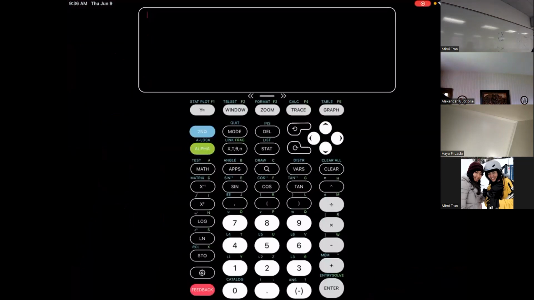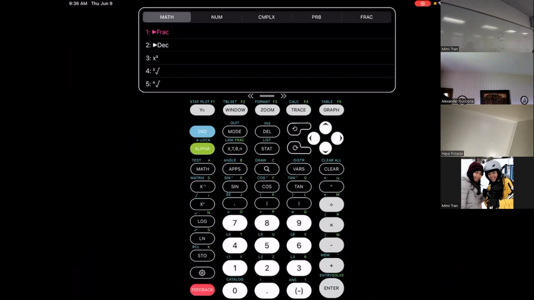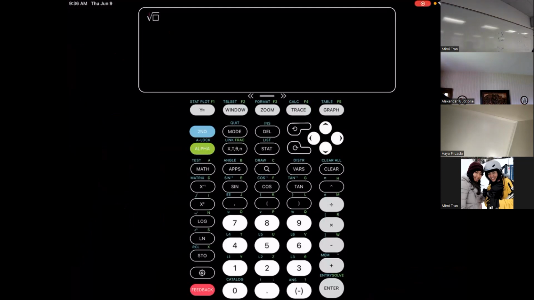So on your calculator, you're going to go to Math. Oops, clear. You see the Math button, on the left, right below the green one, and you see the nth root there, number 5. So either go down with the arrow or hit number 5. Then plug in your root. I want the cube root, and then 125, which is 5.